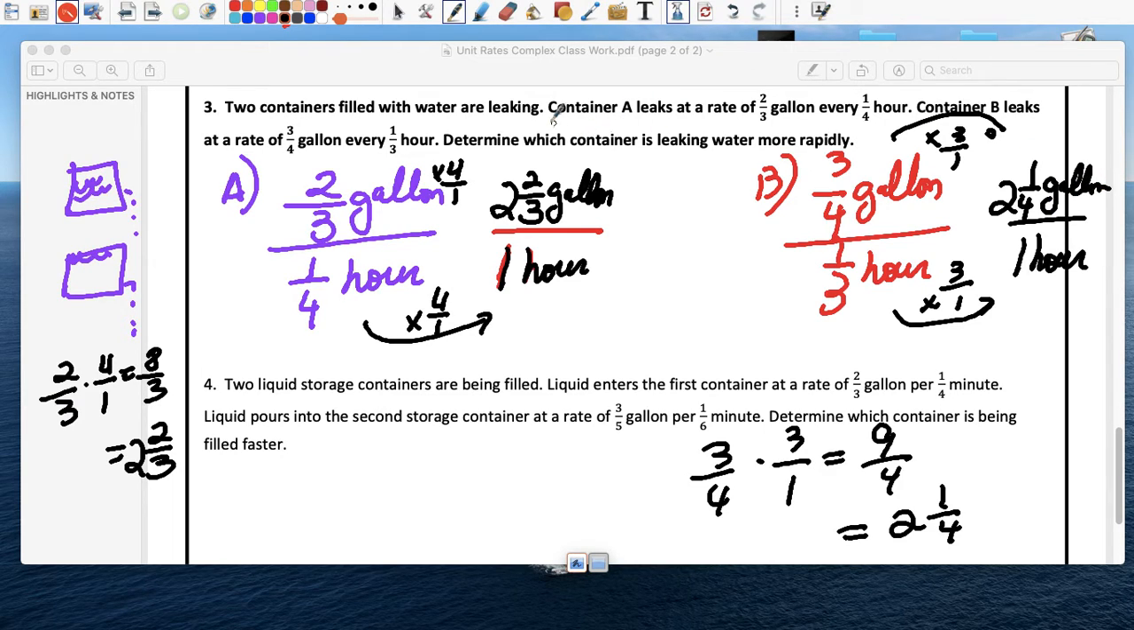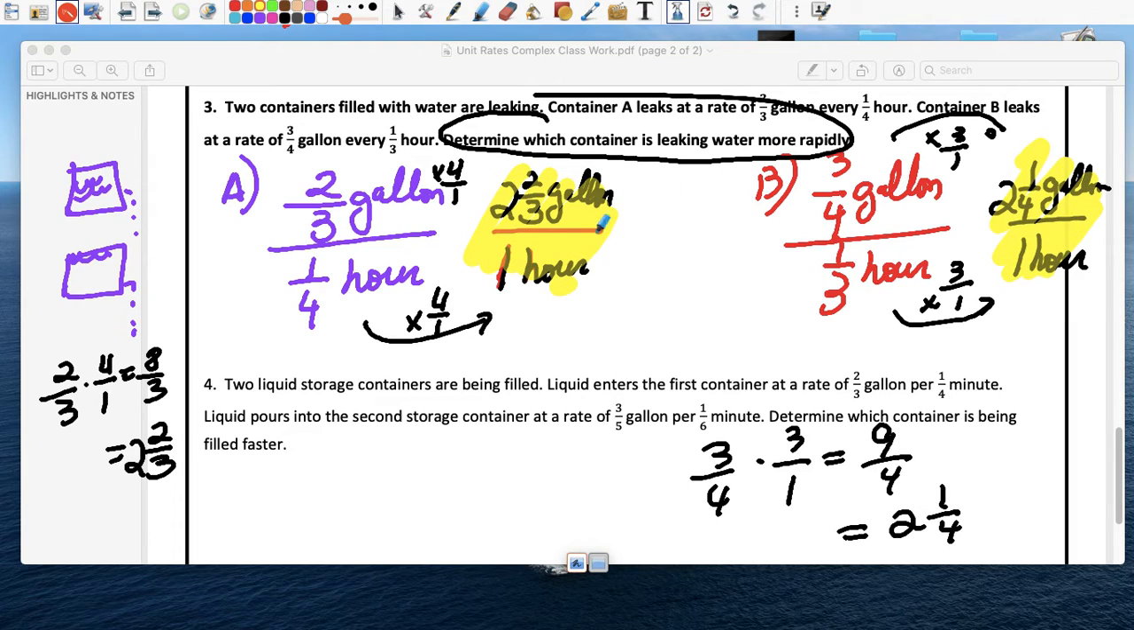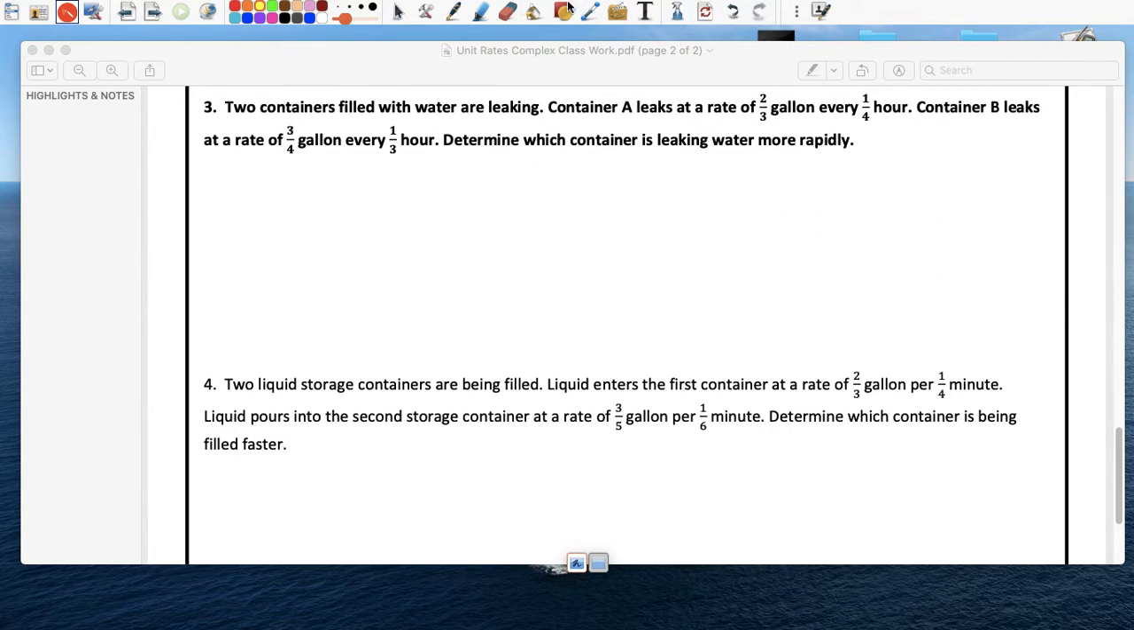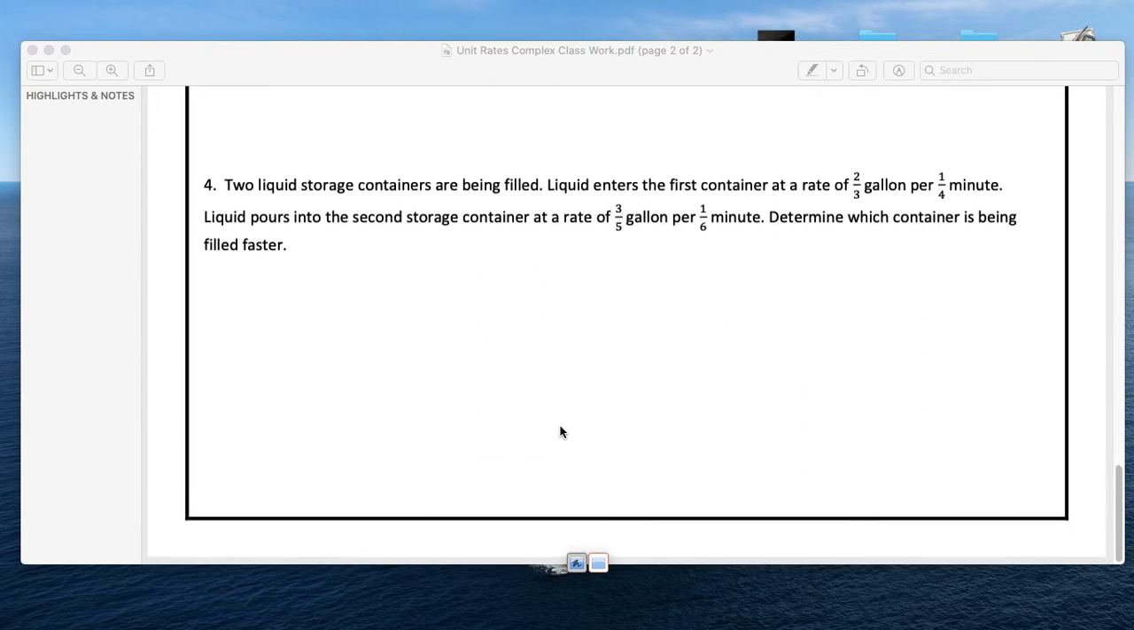So, ¿cuál está perdiendo agua más rápido? Which one's leaking more water? This guy, este, or este? The answer is este. Okay? Pierde más agua rápidamente. So again, like we did yesterday, we can use a unit rate para comparar.